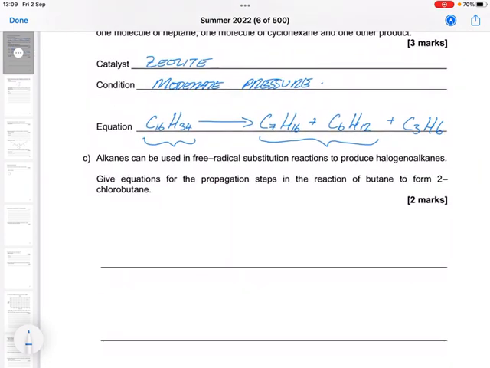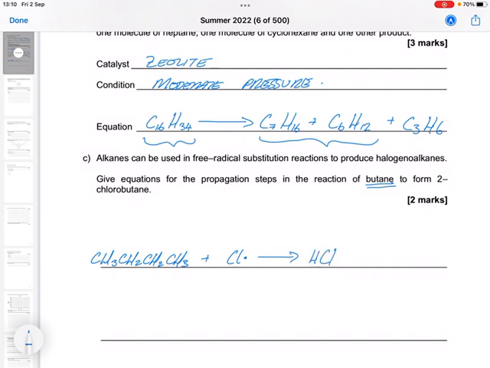Alkanes can be used in free radical substitution reactions to produce halogenoalkanes. Give the equation for the propagation steps in the reaction of butane to form 2-chlorobutane. Okay, so never use molecular formulas here. So butane is CH3, CH2, CH2, CH3. Now that will be attacked by the free radical, which will be chlorine. So that's going to make HCl because it rips a hydrogen off.